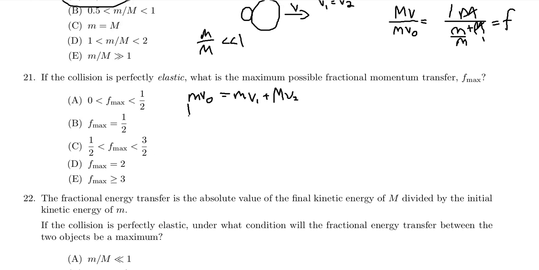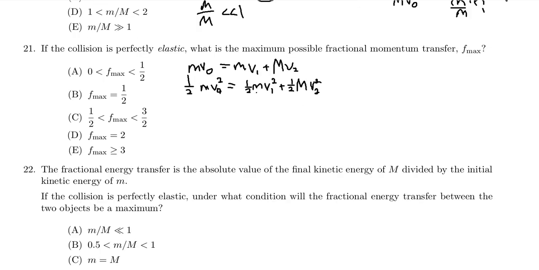And we also have 1/2 m v0 squared is equal to the sum of the kinetic energy. So this is conservation of momentum, and this is conservation of kinetic energy. So we have that these two equations are simultaneously true. Now here we can just cancel out the 1/2 for convenience's sake, and that makes this a lot simpler.